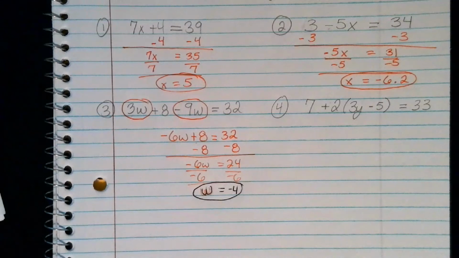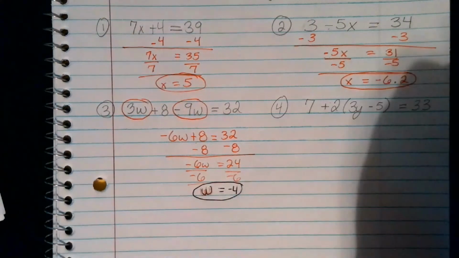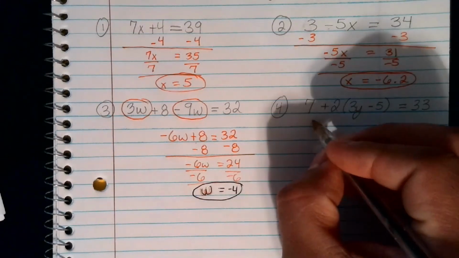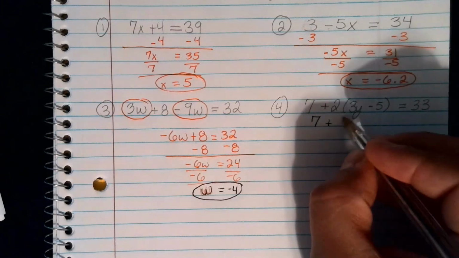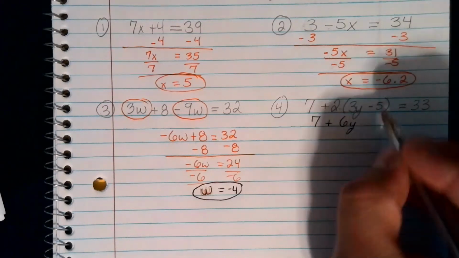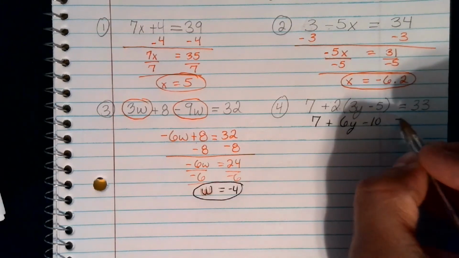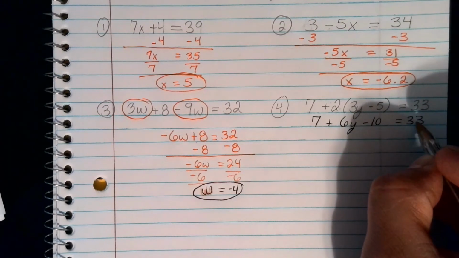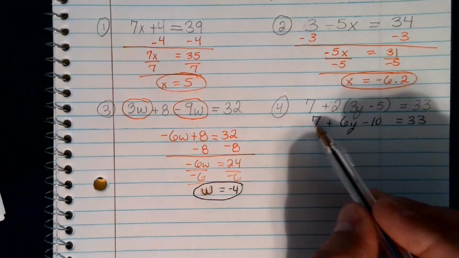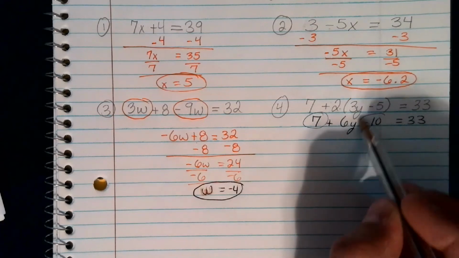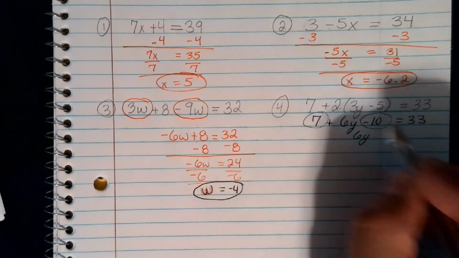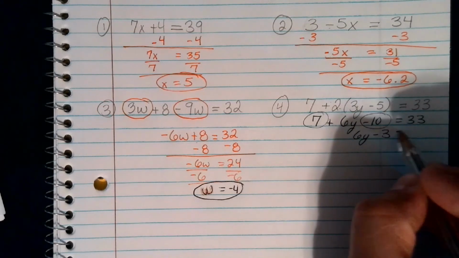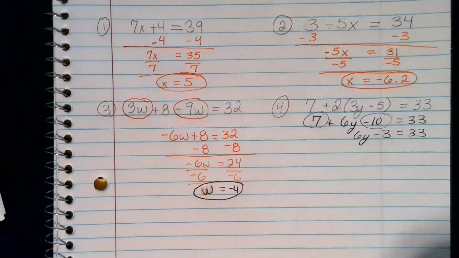Alright. And the last one, number 4 here. I'm going to distribute the 2 first. So just bring the 7 down. 2 times 3y is 6y. 2 times negative 5 is negative 10. So that's just a simplifying step. I can simplify more by combining like terms. 7 and negative 10 are both constant terms. So I just bring down my 6y. 7 and negative 10 is negative 3. And now I'm ready to start doing algebra.